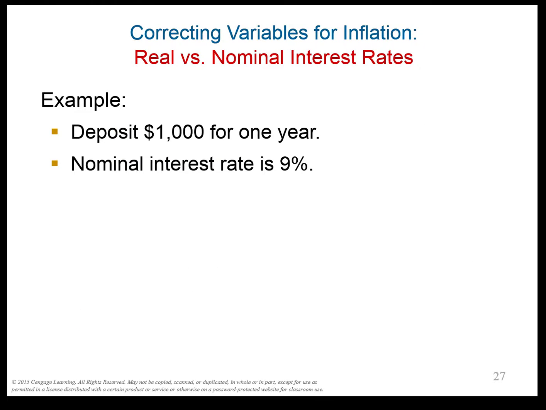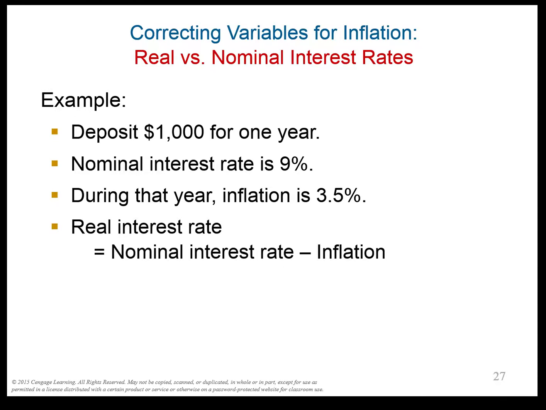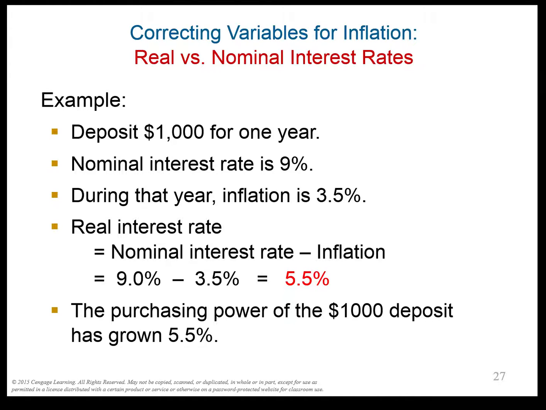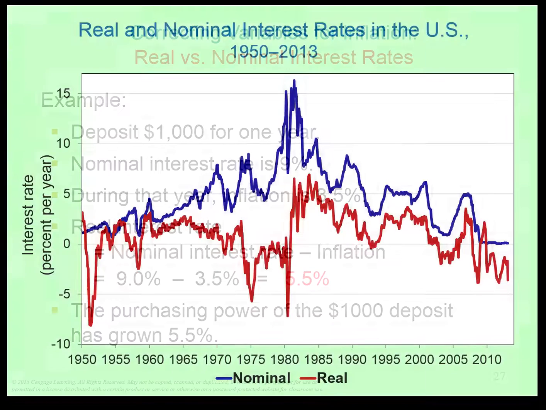Here's an example. Put $1,000 in the bank for a year. The nominal interest rate is 9%. At the end of the time, you will get 9% more dollar value, but during the same time, inflation is 3.5%. So the real interest rate, meaning how much more things can you buy at the end of the year, is only 5.5%. And that's the idea in real interest rate. It's the increase in the amount of things you can buy, which is what you actually care about. So we say the purchasing power has increased 5.5%.